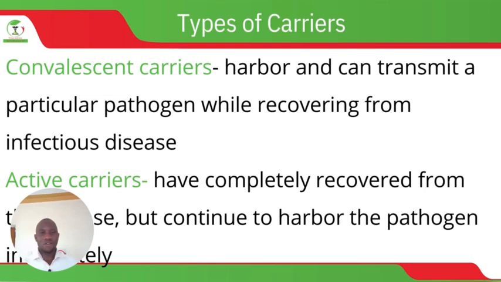And then the convalescent carriers are those that harbor and can transmit the pathogen while recovering from a particular condition. So for example, they have the condition, and then they are receiving the treatment and they're actually recovering, but they still continue to spread the pathogen to other individuals. And then we have the active carriers. These are individuals who have recovered from the disease, but continue to have the pathogen and can actually spread it to other individuals. So for example, individuals who recover from Ebola can still transmit Ebola even when they have recovered. So there has to be a given period for which they are not supposed to engage in certain risky activities that can result in the transmission of the Ebola virus.